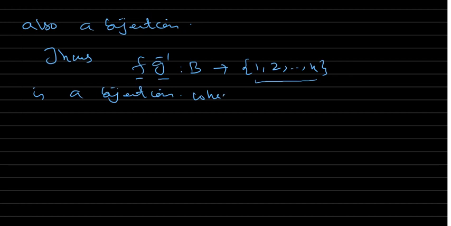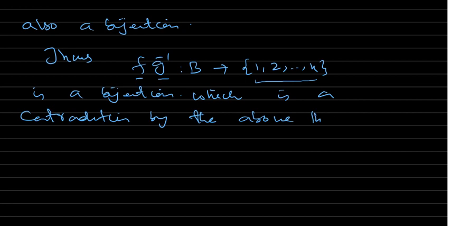Which is a contradiction by the above theorem. Okay, so because we can't have a bijection from B to the set of n natural numbers, while B is a proper subset of A, as F is already a bijection from A to set of n natural numbers. And from this result you conclude that the set of integers is not finite. That's the next theorem.